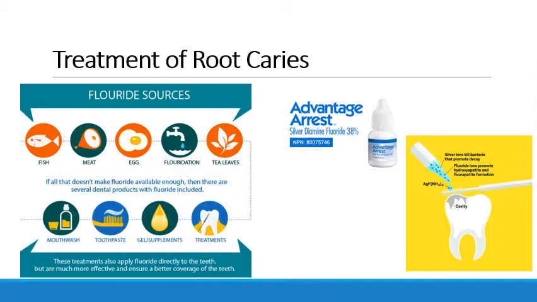So this slide talks about some preventative measures that we can recommend or talk to our patients about. Of course, fluoride is the number one source to help prevent or treat root caries. Fluoride can be found in our mouth rinses, our toothpaste, in gel form, and in office treatments. Of course, it can be found in some foods, so this is a really great time to talk to your patient about their diet. Is it high in protein, meat, or egg, and is their water fluoridated?